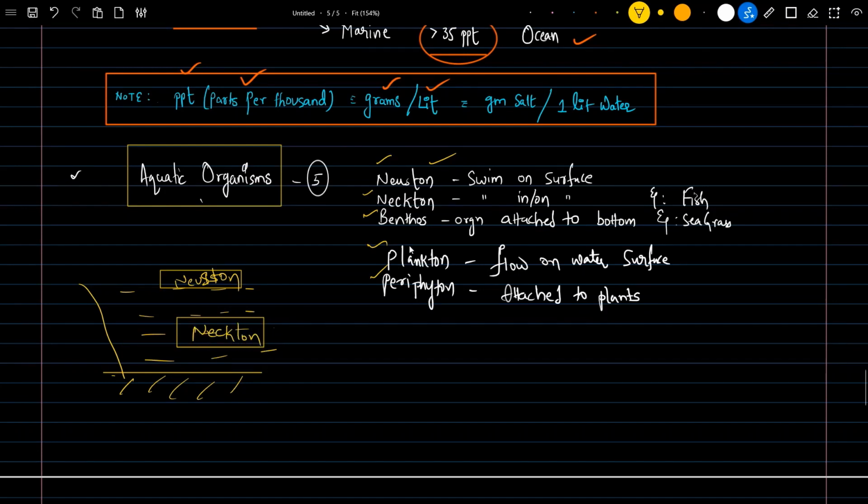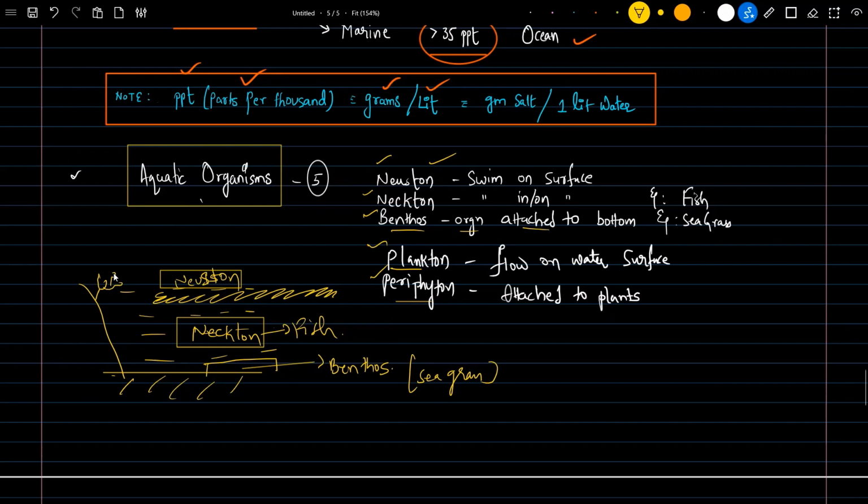And what is benthos? These are the organisms that are attached to the bottom, so here there will be benthos. An example is seagrass, and a nekton example is simply fish. Next, plankton and periphyton. Plankton basically flow on the surface water. And periphyton: let's say there is some tree here, and on this tree periphyton will be present. These are attached to plants, for example algae.